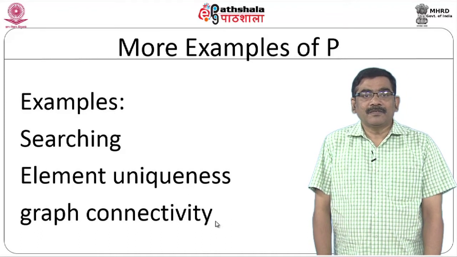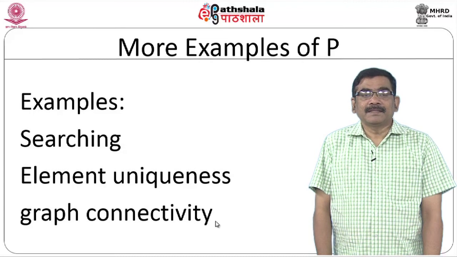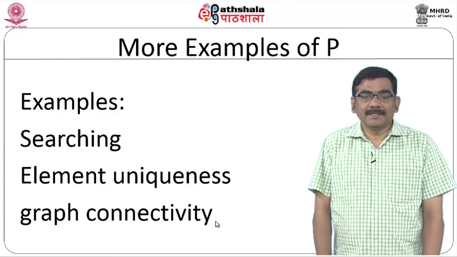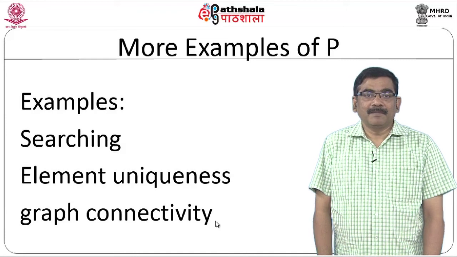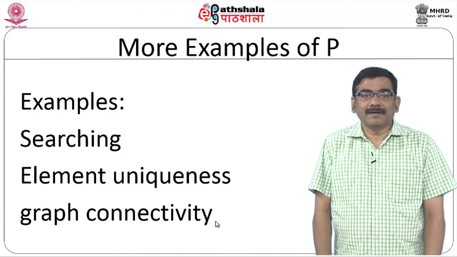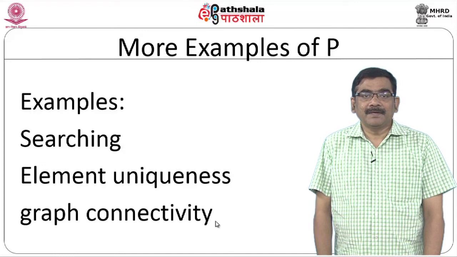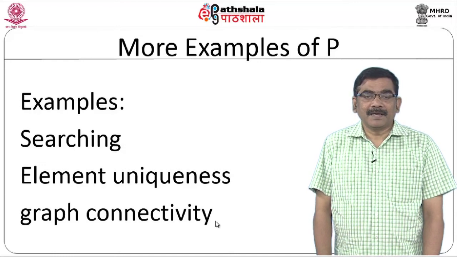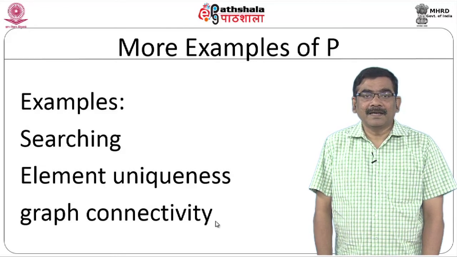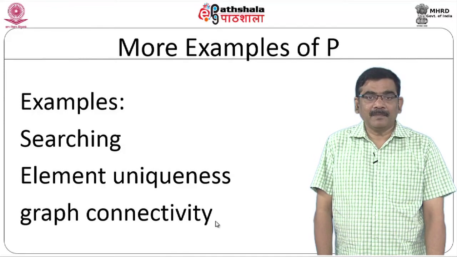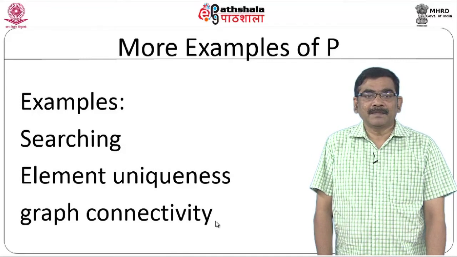What are the examples of class P problems? Examples are searching. For example, linear search is a polynomial algorithm. Binary search is a polynomial algorithm. For finding element uniqueness, we have seen some algorithms which are considered polynomial. Given a graph, whether two vertices i and j are connected or not is a polynomial problem. In other words, there are many problems that come under this particular category.